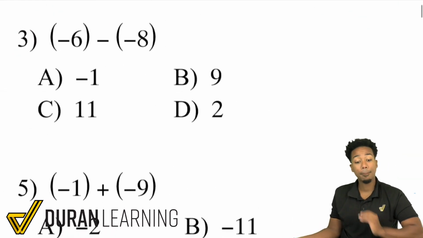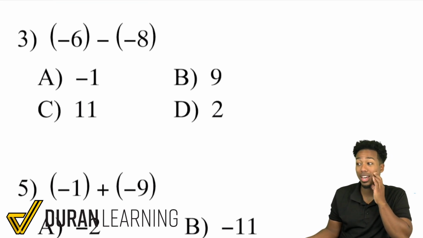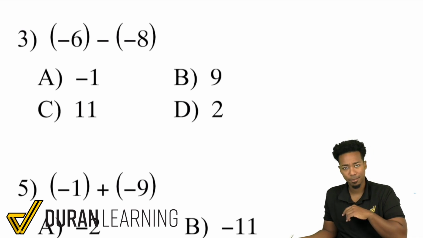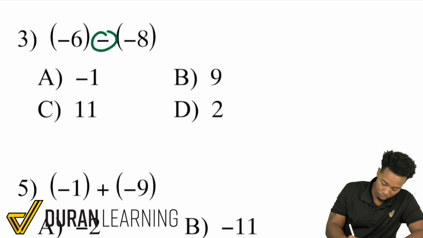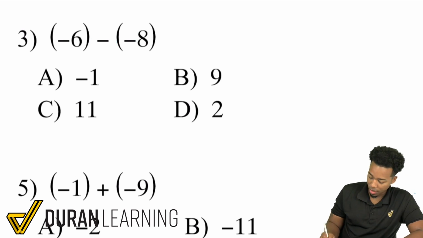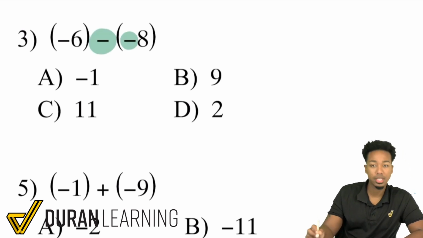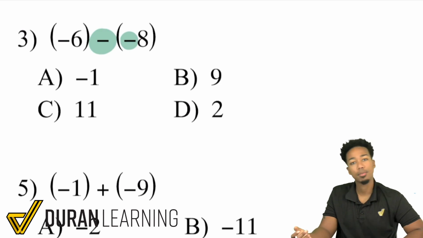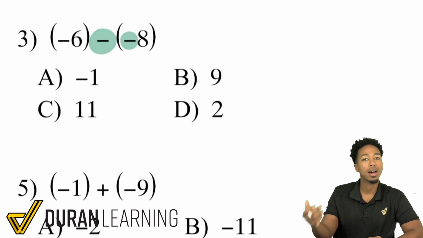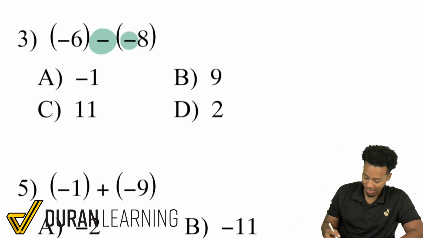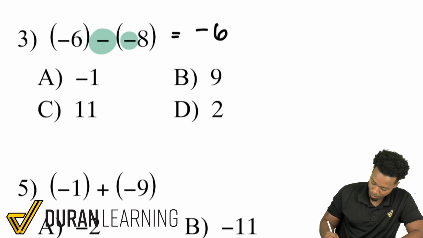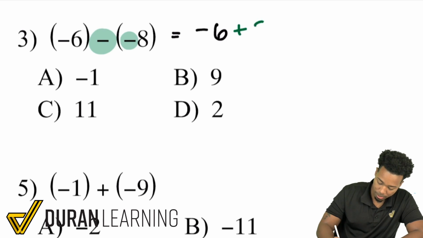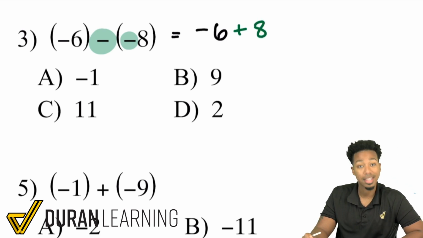Negative 6 minus negative 8. Here's a rule that a lot of people really get hung up on and confused on. We're subtracting a negative. My party people, remember, when you have a double negative, subtracting a negative right there, what you're doing is actually adding. Think about it. A double negative is a positive. A double negative is a positive. And so what we have here is negative 6 plus 8.